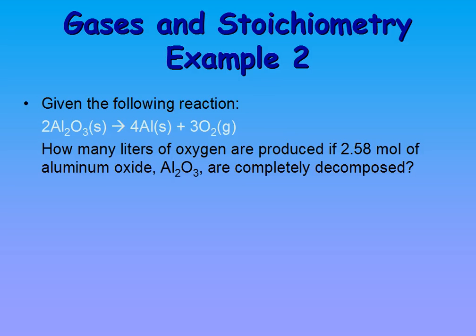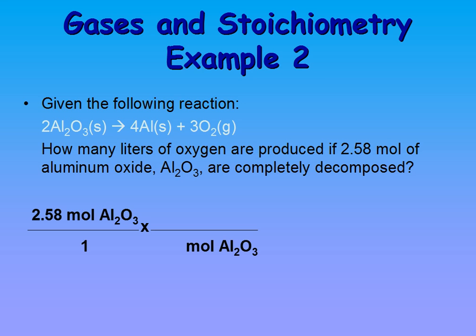I'm going to do 2 more examples. This one's not going to be as simple because we're not just going to go from liters to liters. We're asked how many liters of oxygen are produced if 2.58 moles of aluminum oxide are completely decomposed. So we start with what we're given, the 2.58 moles of Al2O3. Moles of Al2O3 need to be canceled out, so they go in the denominator.